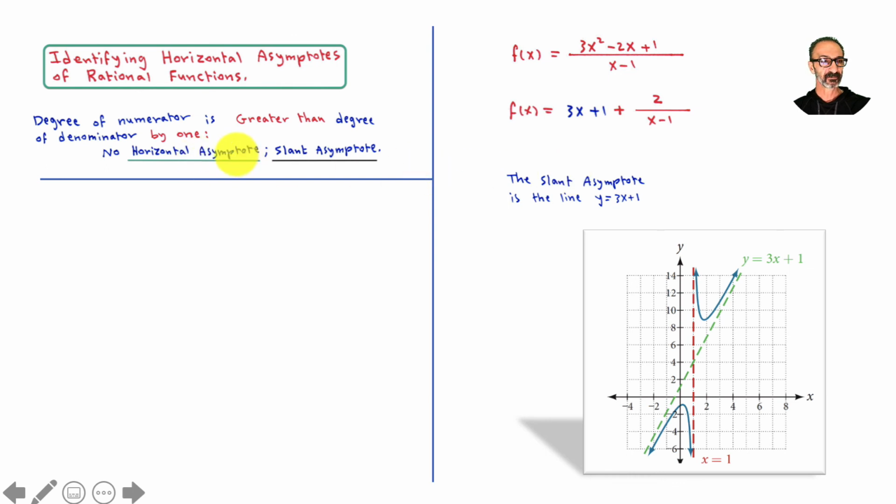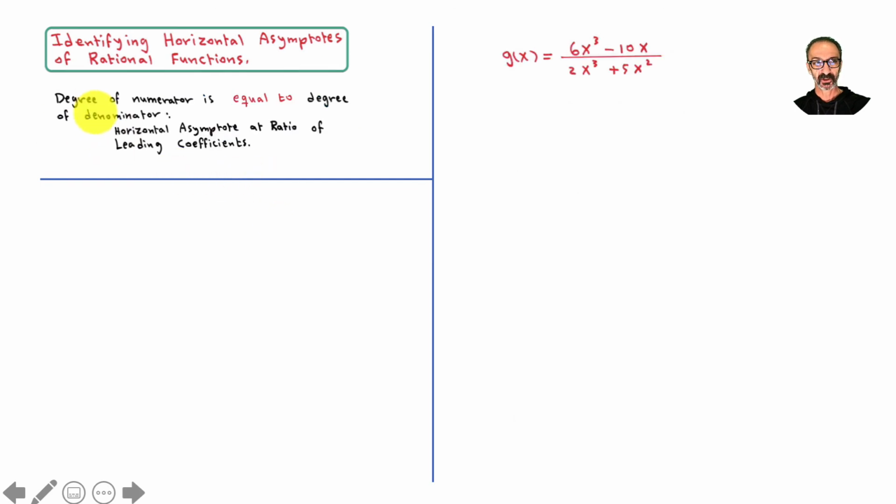No, actually, I have the third case. I almost forgot about the third case. Here's the third case. Degree of the numerator is equal to the degree of the denominator, third degree, third degree. Two examples for this case also. In case they are equal, we talk about the horizontal asymptote at the ratio of the leading coefficients. The leading coefficient is 6x to the third. The leading coefficient is 2x to the third.